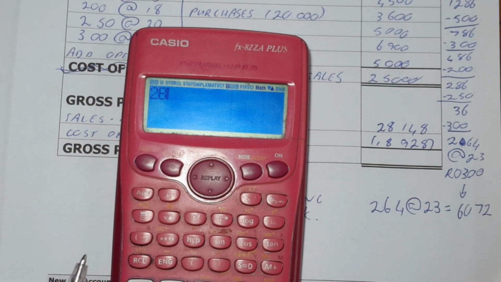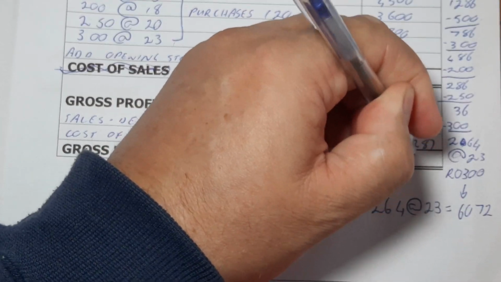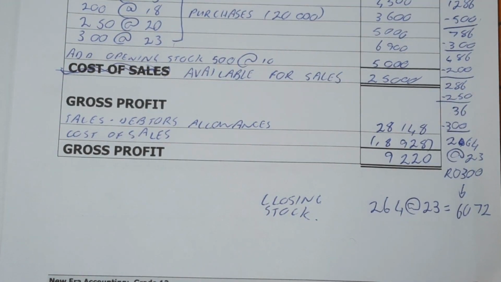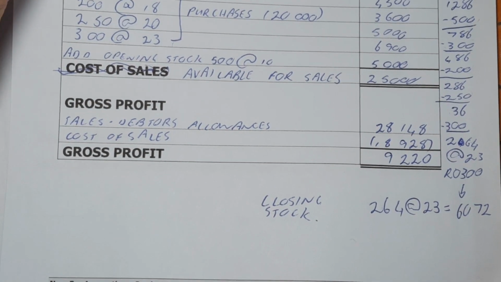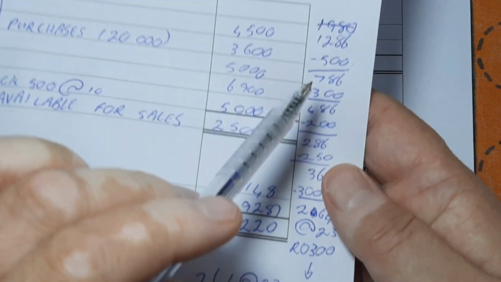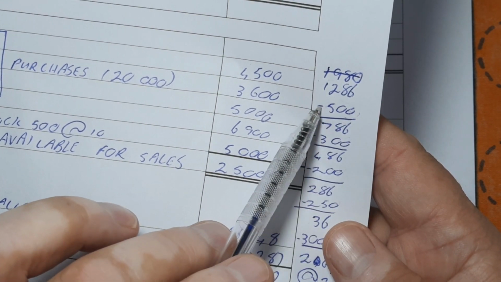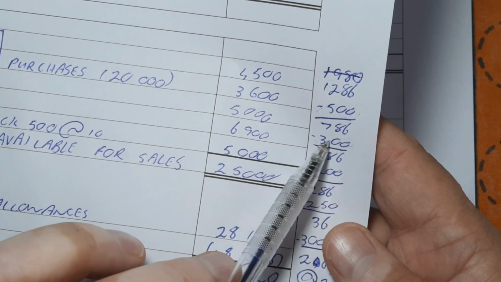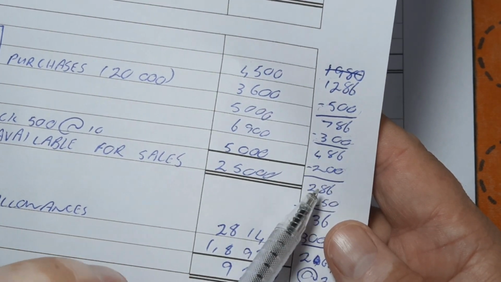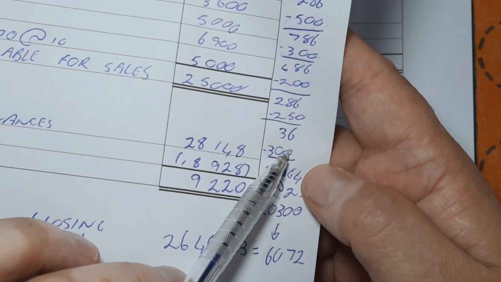So we would take the 28,148 minus 18,928, which gives you 9,220. This is calculating the valuation of your stock using the first in, first out method. The important thing is, we had sales. We sold off our opening stock first, then our first purchase, then our second purchase, then our third purchase, and part of our last purchase.